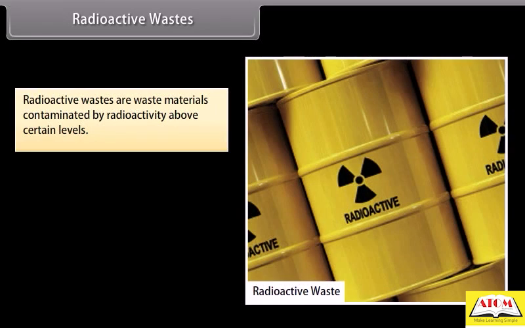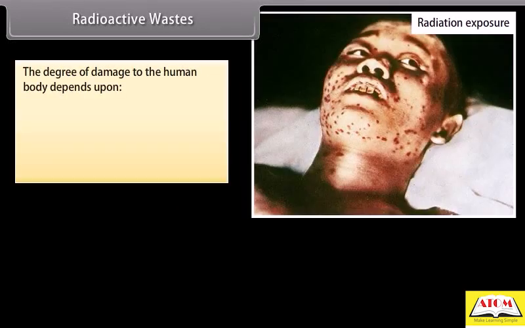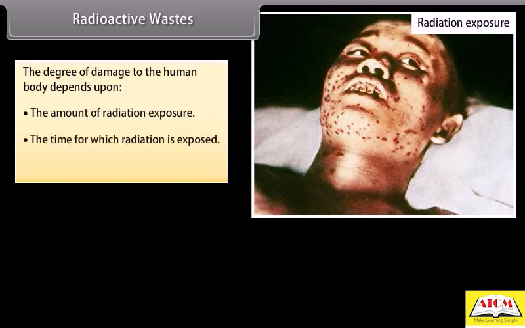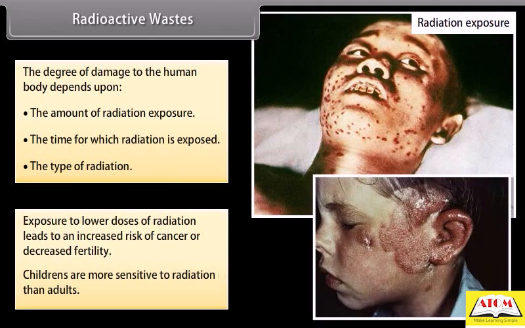Radioactive wastes. Radioactive wastes are waste materials contaminated by radioactivity above certain levels. The effects of radioactive material on the human body can be very light, such as reddening of skin, or could be serious, such as early death or cancer. The degree of damage to the human body depends upon the amount of radiation exposure, the time for which radiation is exposed, and the type of radiation. Exposure to lower doses of radiation leads to an increased risk of cancer or decreased fertility. Children are more sensitive to radiation than adults.